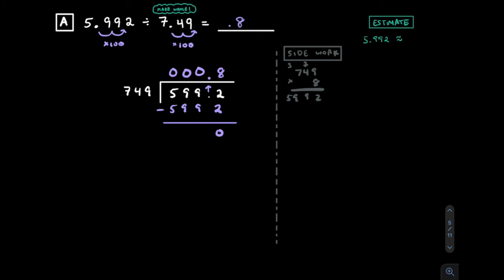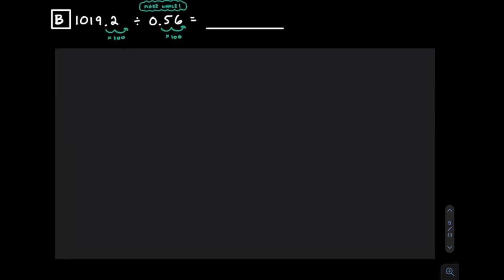If I were to estimate here, I would round 5.992 roughly to 6, and I would round 7.49. I know it's closer to 7, but I personally would round it closer to 8, because if we're going to do 6 divided by 8, that just simplifies to 3/4, and that one mentally is 0.75 or 3/4, which is really close to 0.8, so I think this is a pretty good estimate. Now it's your turn. I gave you a hint to start off the problem. Pause the video and give it a try, and check out when you're done.